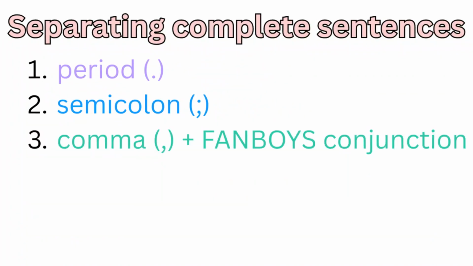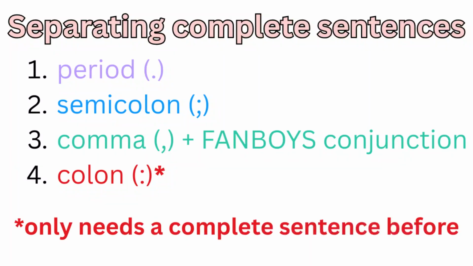So if you want to separate complete sentences, you have to use a period, a semicolon, a comma plus a FANBOYS conjunction, just look them up if you don't know them, or a colon. A colon is the one unique one out of those four because you only have to have a complete sentence before the colon in order to use it. So it doesn't really matter what's after.